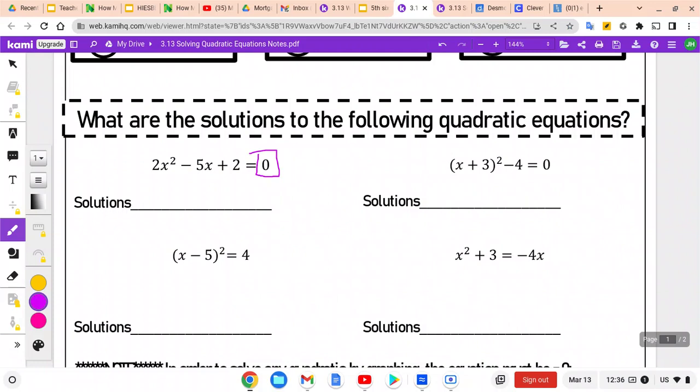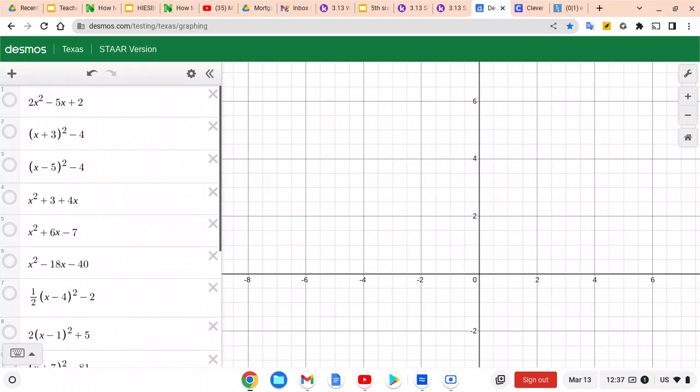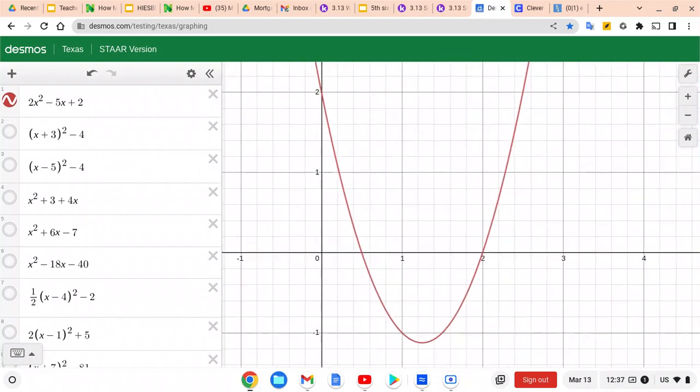So you just basically plug it in. So 2x squared minus 5x plus 2. Let's see. Where did I put that? 2x squared. That's right here. And you just find out where is y 0? Along the x-axis. And notice our points are 0.5, comma 0. Remember, it's x and then y. Y is 0. And then we have 2, comma 0. All right? So these are the solutions.